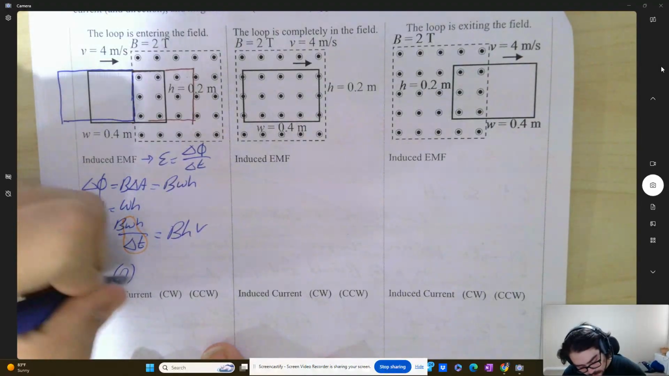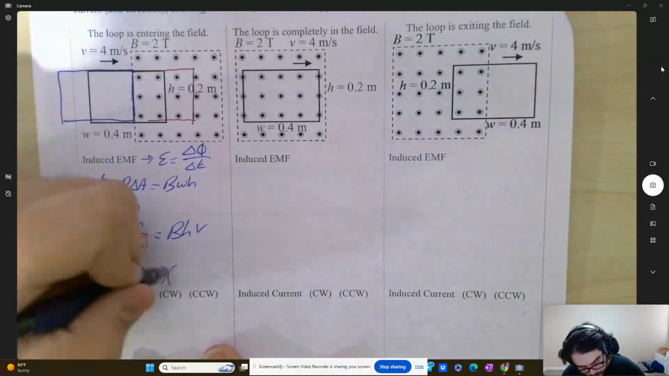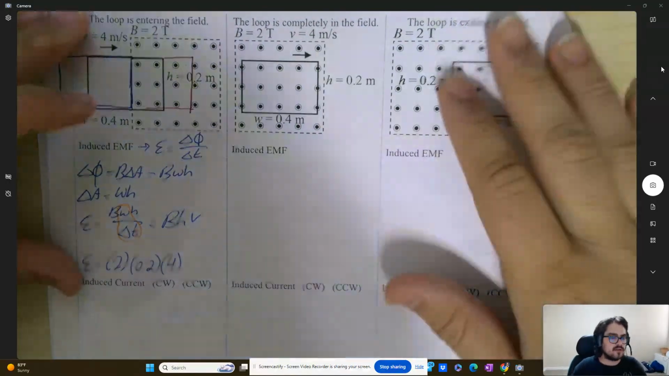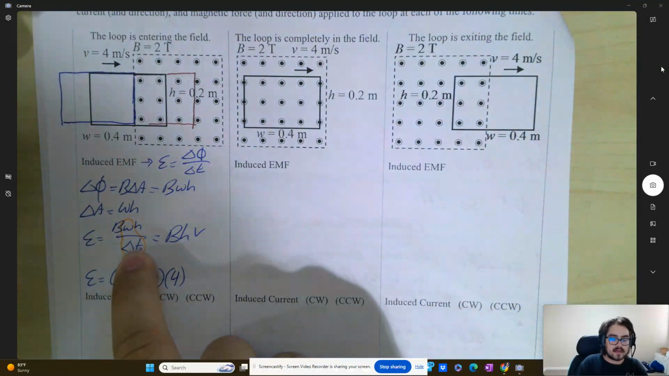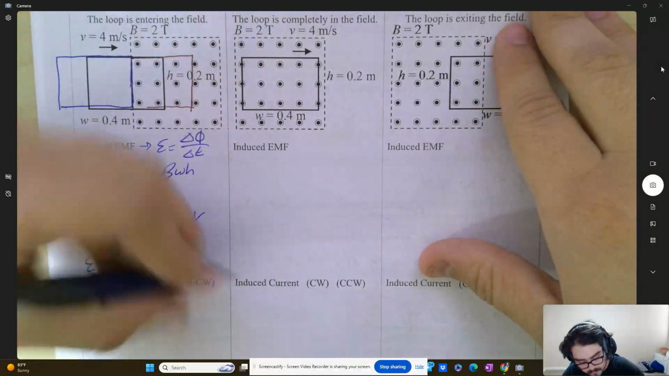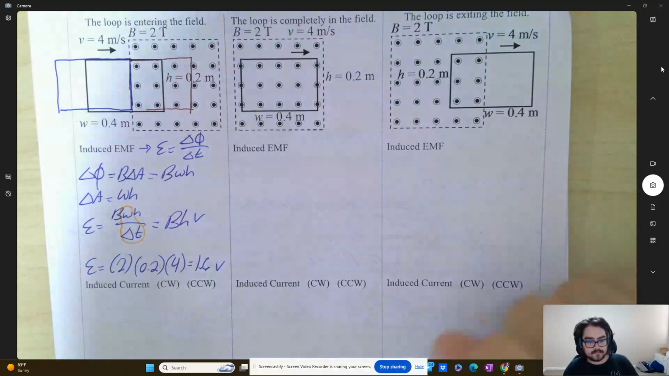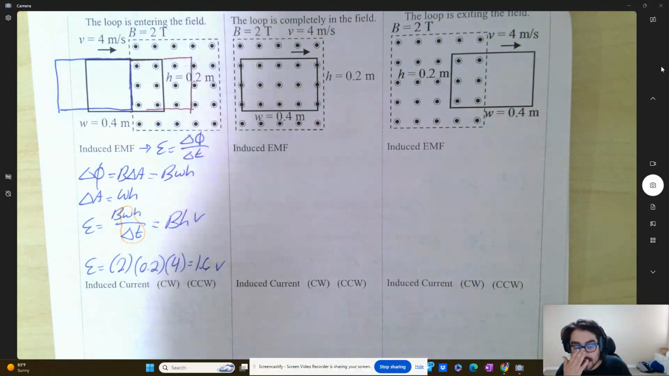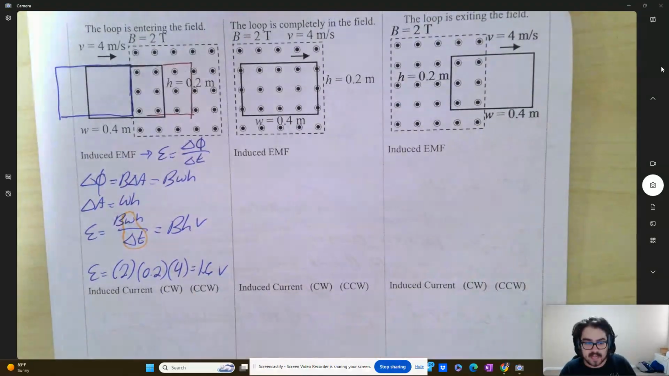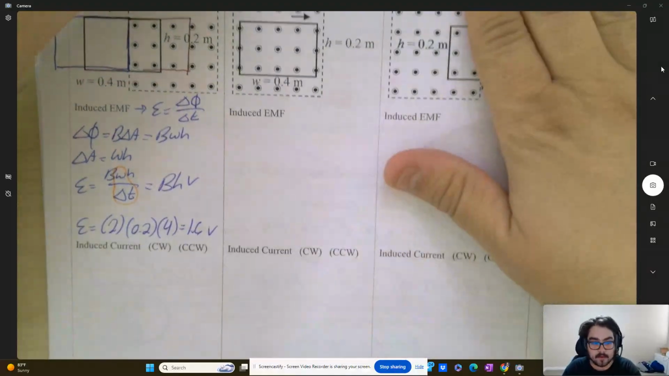So then plug everything in. B is 2, H is 0.2, and V is 4. Now, you're not given delta t, so you wouldn't be able to plug it in here, and that's why you have to do W over delta t. When you plug everything in here, you should get 1.6 volts. 1.6 volts for the induced EMF. Now, what you could then do is use this epsilon to work backwards and figure out what delta t is, but the problem's not asking us to do that, so I would not be too concerned about that at the moment.